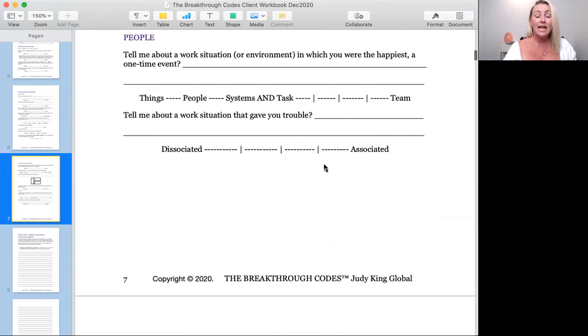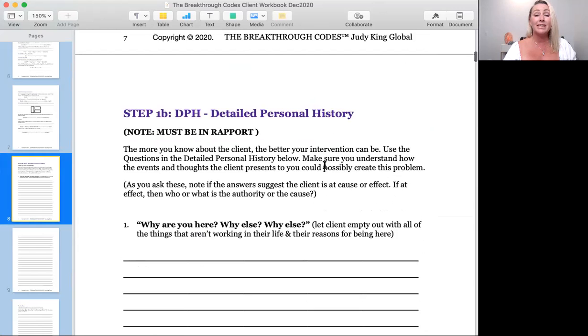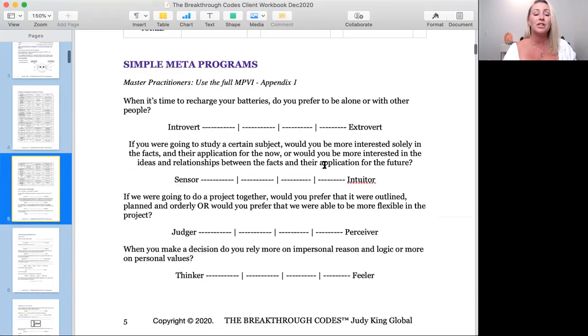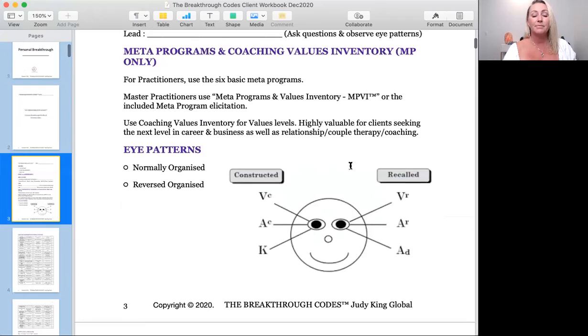So there's that. And then we start with the detailed personal history. So make sure you're in rapport first. Now, if you've done the other things first, guess what? You're already in rapport. Oh, one more thing I forgot to mention is eye patterns. So you'll also elicit their eye patterns, normally organized or reverse organized, and there we go. And so those 3 little exercises are beautiful because it helps build rapport, and by then you will be into a really beautiful rapport.